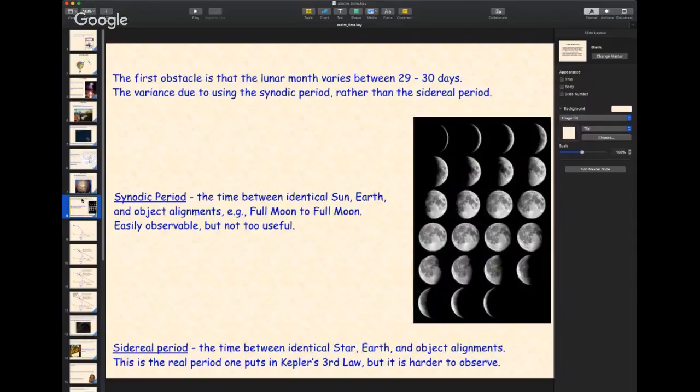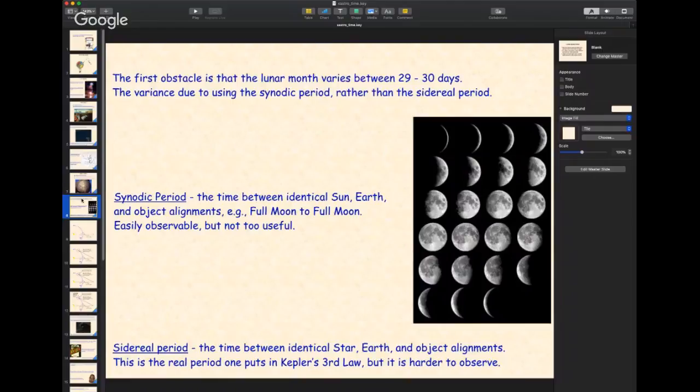And this variance of 29 to 30 days is due to not recognizing the difference between what is called the synodic period and the sidereal period. So the synodic period is something that's easy to observe. It's the time between, for example, 2 full moons, 2 quarter moons, 2 new moons. It's a visual thing. Full moon to full moon, for example, that would be the synodic period. And so if you use that, you find it's variable between 29 and 30 days.